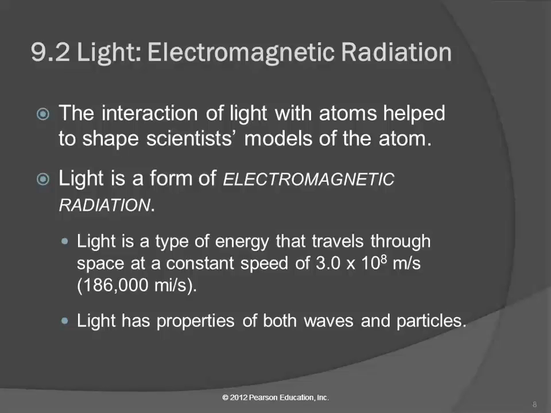Light is a form of electromagnetic radiation. It's a type of energy. Light travels through space at a constant speed. We call it the speed of light: 3 times 10 to the 8th meters per second. As you know, meters per second doesn't mean much to us. That's 186,000 miles in a second.